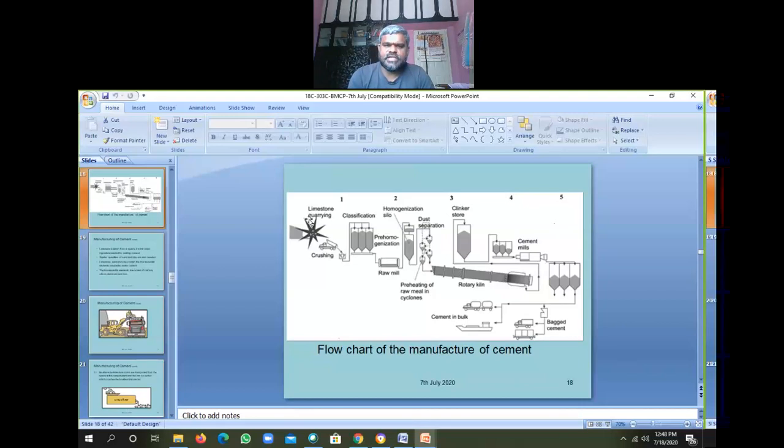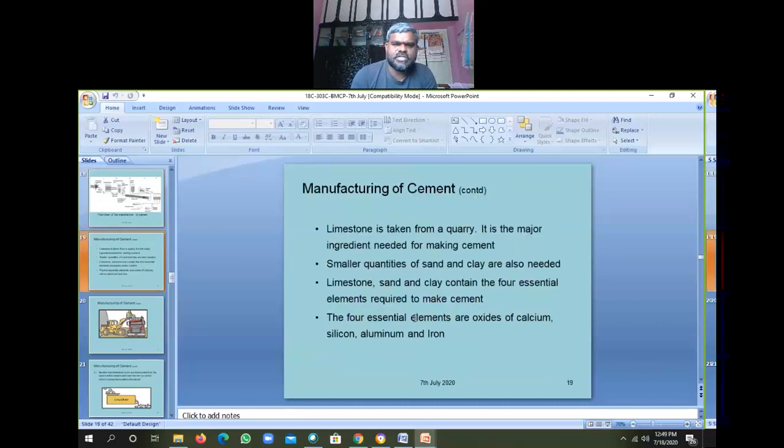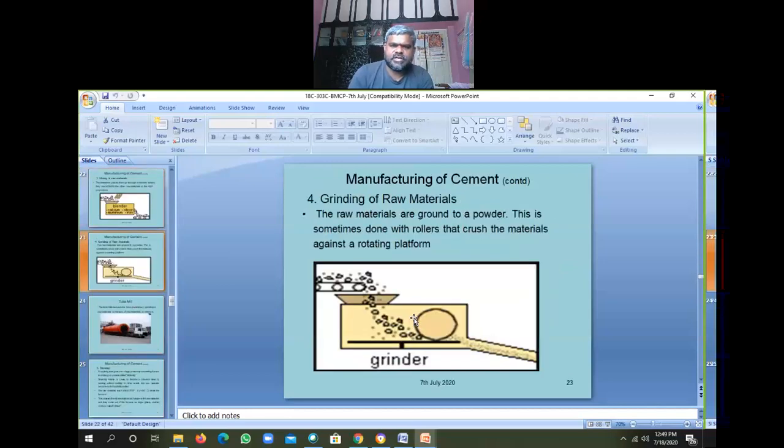From the quarry, limestone comes here and goes to crushing and classification of different sizes of materials, then the raw mill, then the homogenizing silo, right? Then dust operation, then the rotary kiln, which means high heating of the raw materials, producing clinkers. These are broken into pieces by pulverizing, then go to cement mills, then are packed and transported. This is the flowchart of manufacturing of cement in the dry process.